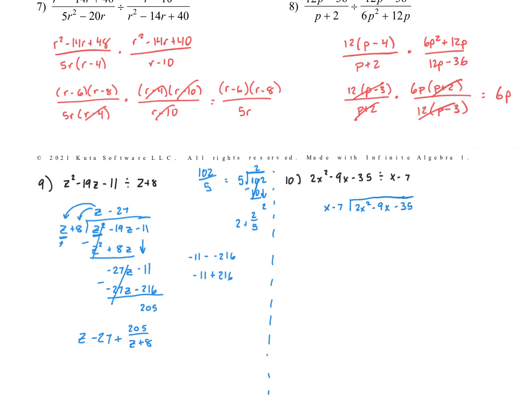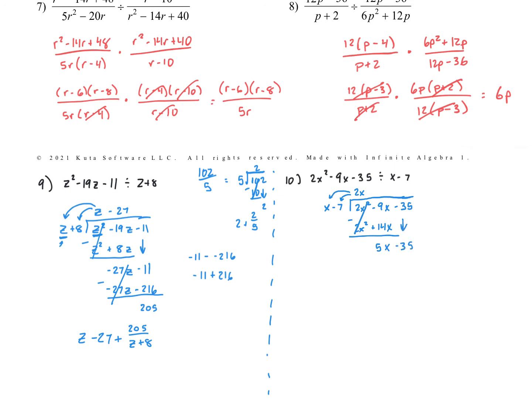So again, looking at my first term and my first term. So what times x will give me 2x squared? And that's going to be 2x. Now I'll distribute to both of my terms. So 2x times x will give me 2x squared, as planned. And 2x times negative 7 will give me a negative 14x. Okay, this will turn into addition. And now I have 5x right here. Then bring down the negative 35.